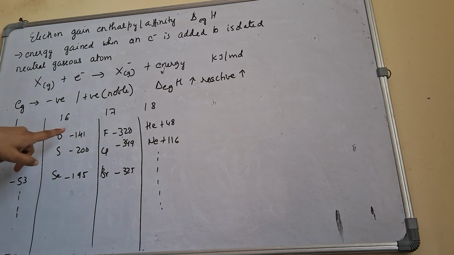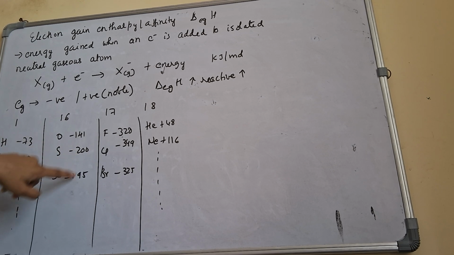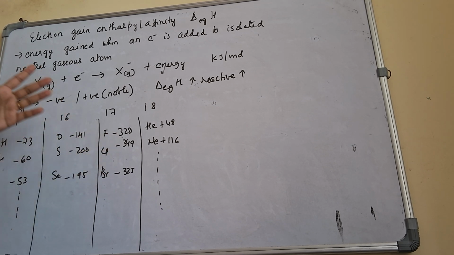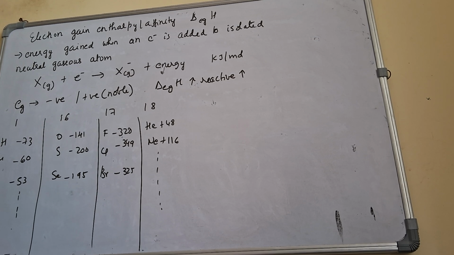I cannot have a pattern. Look at that. It is increasing, decreasing, increasing, decreasing. It's weird. So as such there is no trend. There is a lot of exception. But in general we can write some trend.